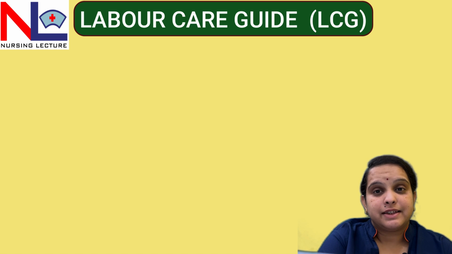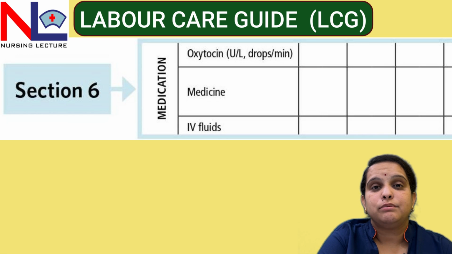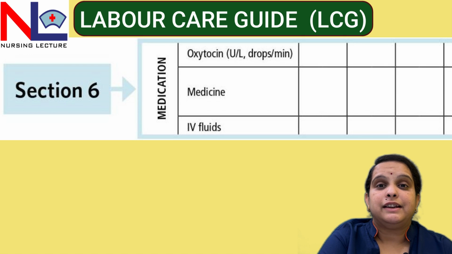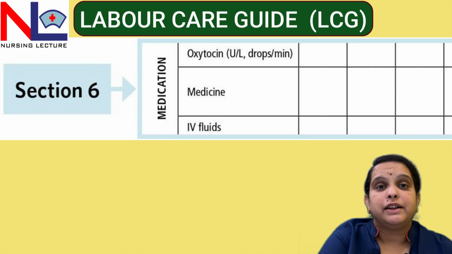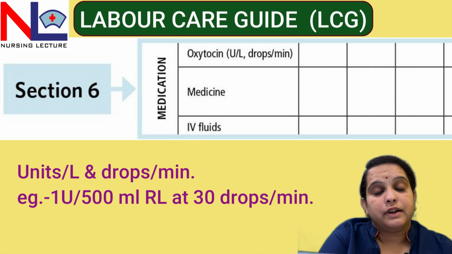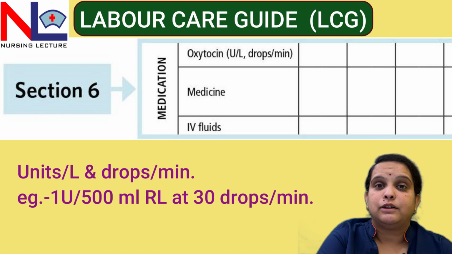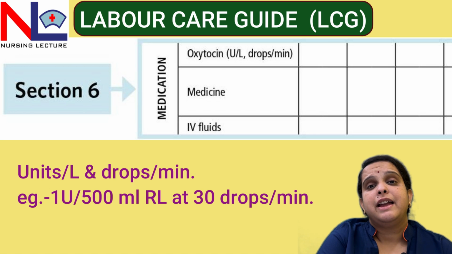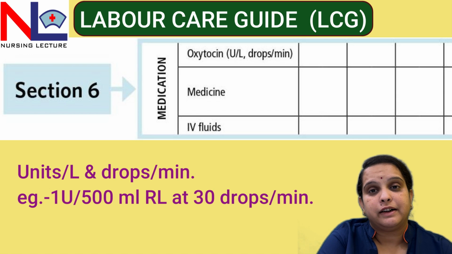Next is section 6, which deals with the medication, and here there are 3 columns: oxytocin, medicines and IV fluids. So here you can write yes if oxytocin is infusing, and if oxytocin is infusing, then you have to write units per liter, and you also have to mention drops per minute. So if you are infusing 1 unit in how many ml of RL or NS, you have to write that, and at what drops per minute you are infusing.